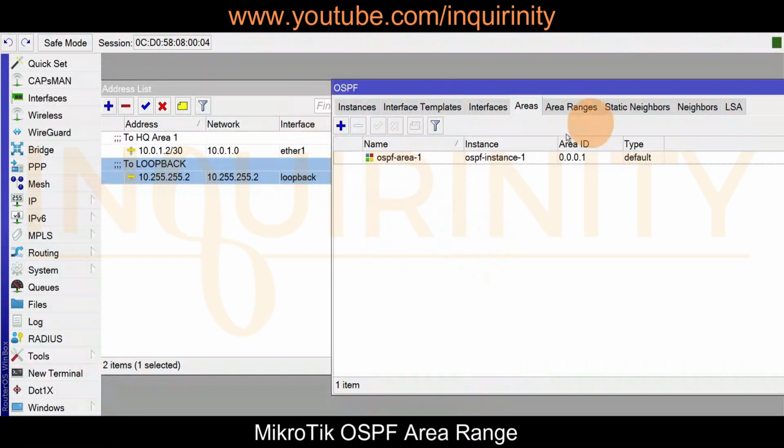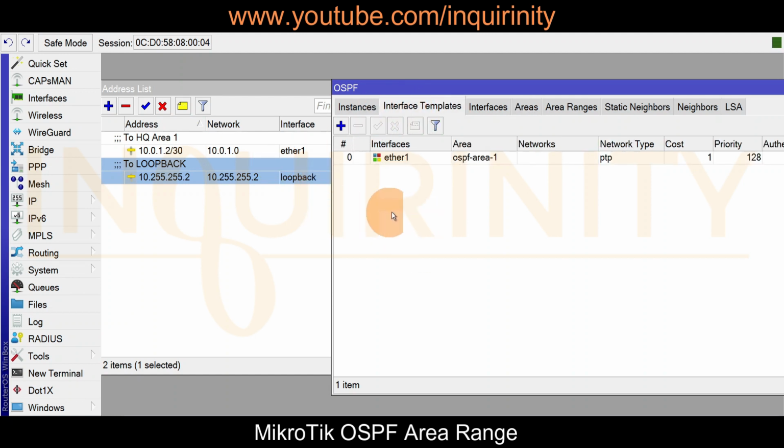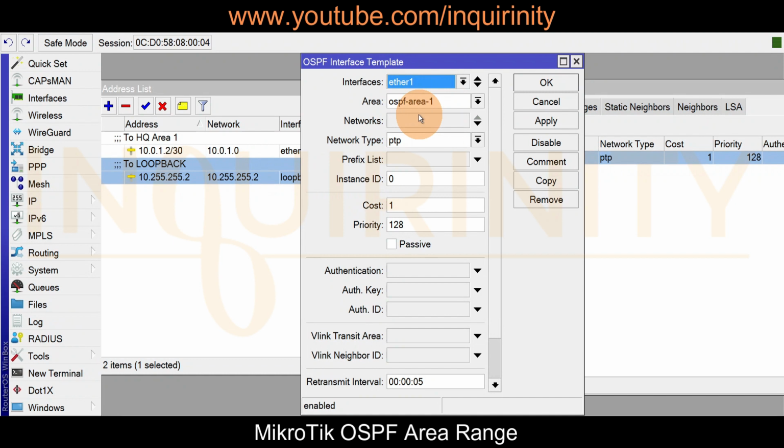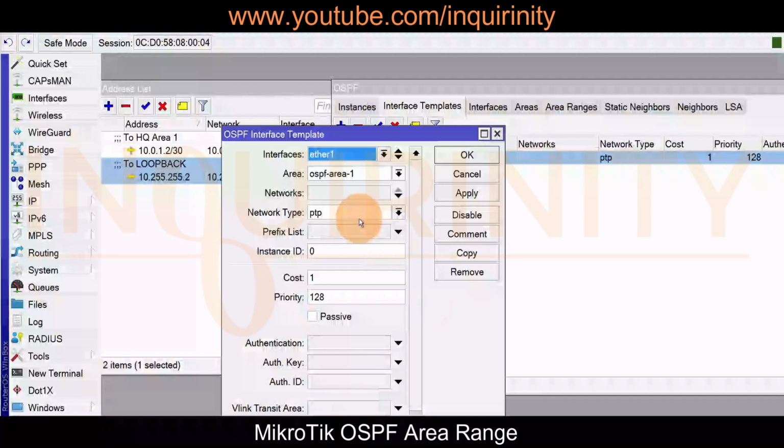So we only have one area, OSPF area 1, with this area ID. We have area 1 for our ether1 interface. As such, if we go to interface templates, we have our ether1 under the OSPF area 1. If you notice, we have our networks blank, purposely, to show this configuration. If we leave it blank, let's see if the neighbor adjacency will be formed on our HQ router.